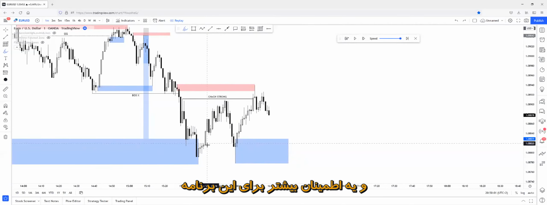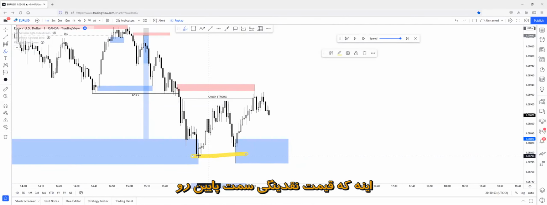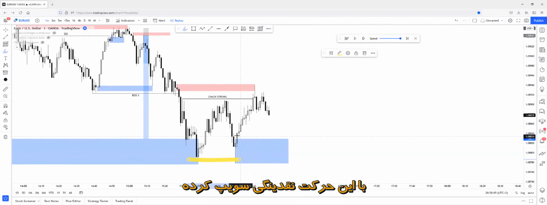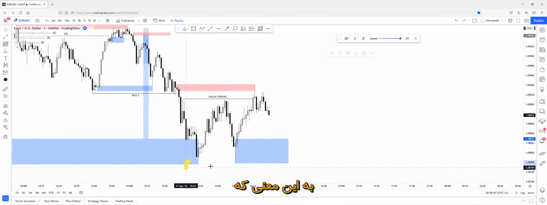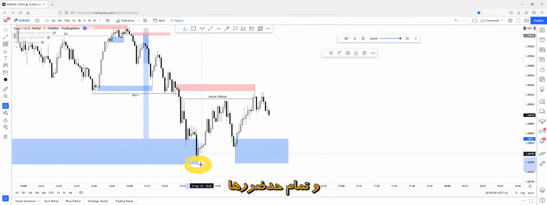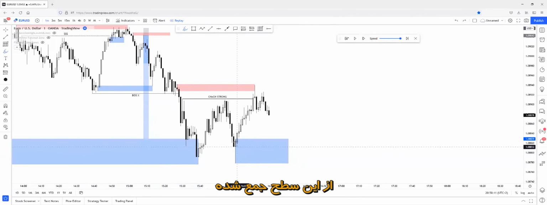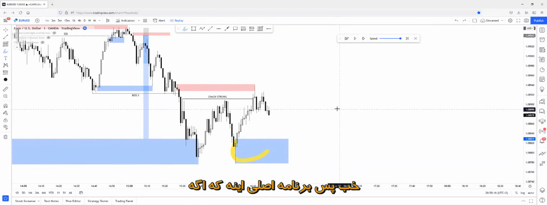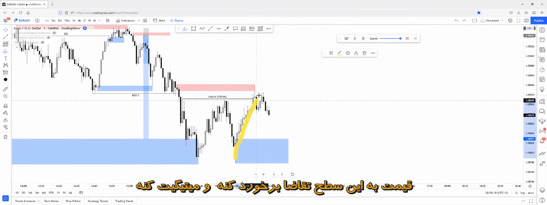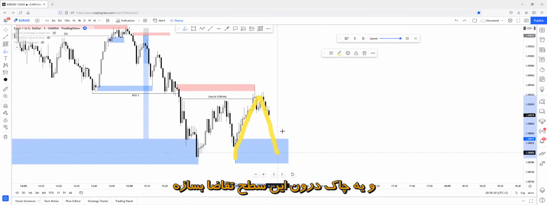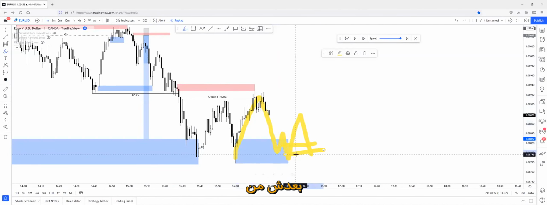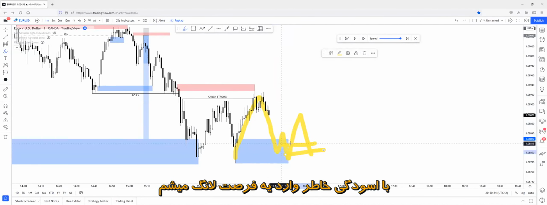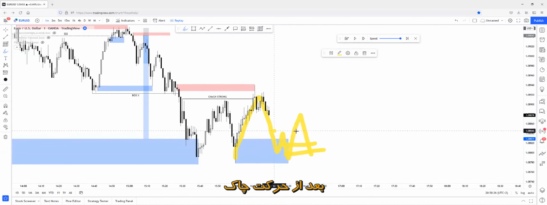And one more confluence for this plan is that price's split liquidity to the downside. With this movement, price's split liquidity to the downside, meaning all of the orders have been collected from this region. All of the stop losses have been collected from this region. That's why price could have created this impact movement to the upside. So the major plan right here will be if price taps this zone, mitigates this demand zone, and creates a change of character inside of this zone, I will be freely entering a long opportunity after the character changing movement right here.